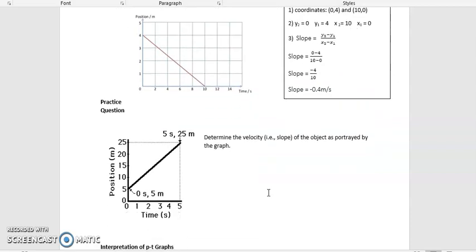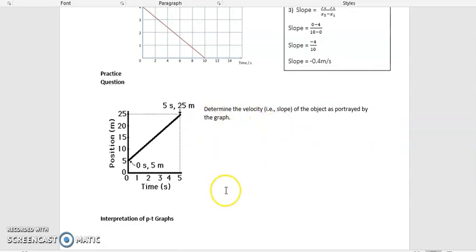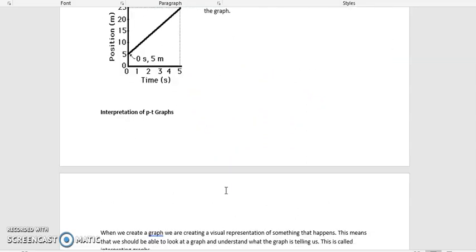Right on. So here's a practice example. You can take a look at that and give that a go.